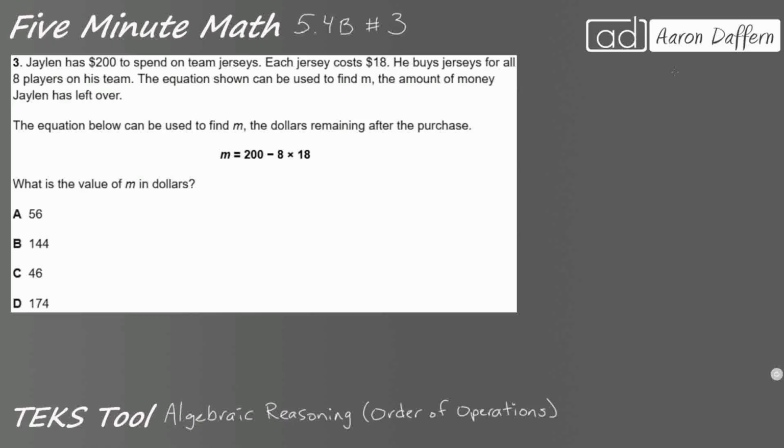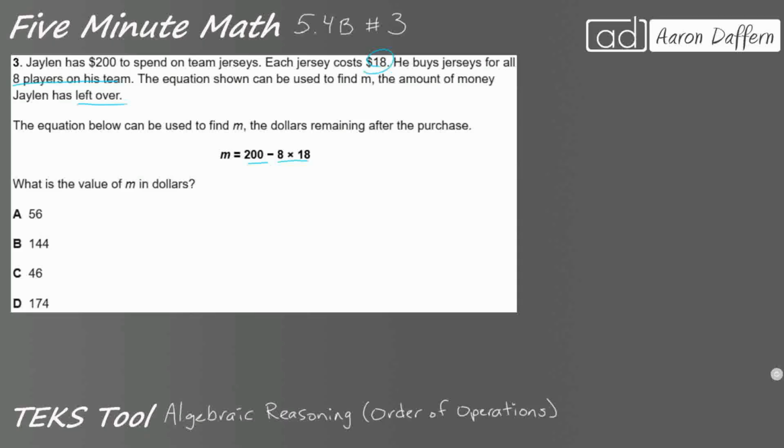So we've got Jalen spending $200. And we've got $18 per jersey. He's got 8 players that get those jerseys. And then we're trying to figure out how much money he has, right? So there's your 8 times your 18. And then the leftover, right? That's why we're going to subtract that from 200.